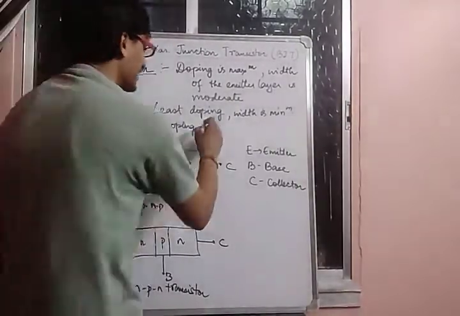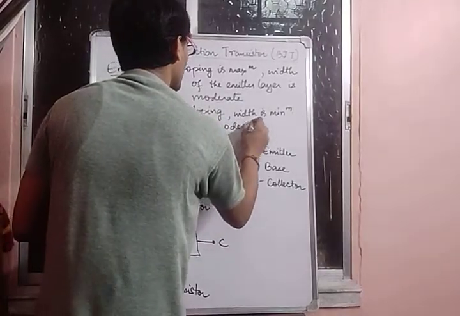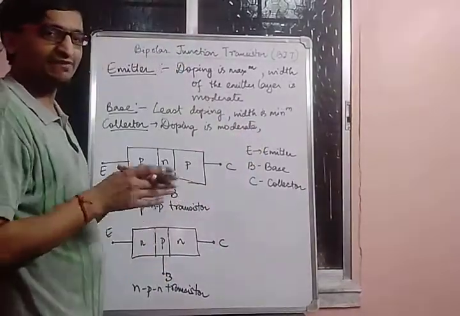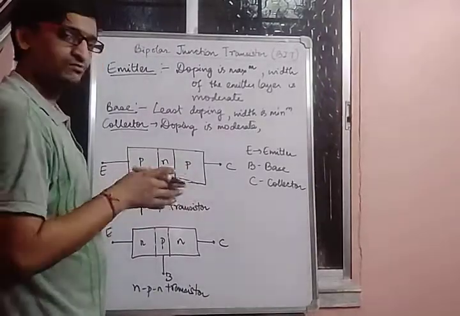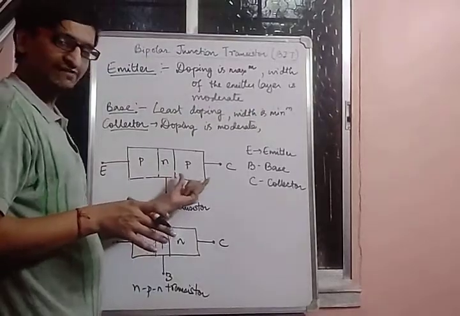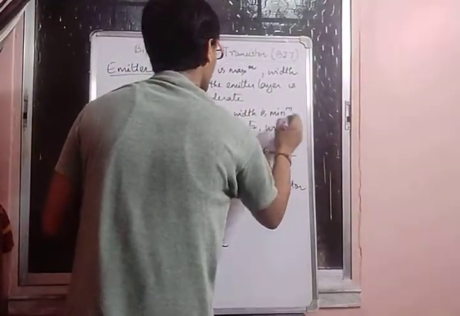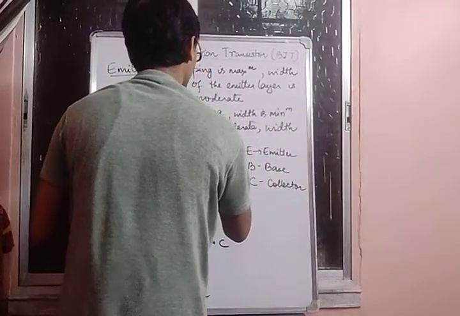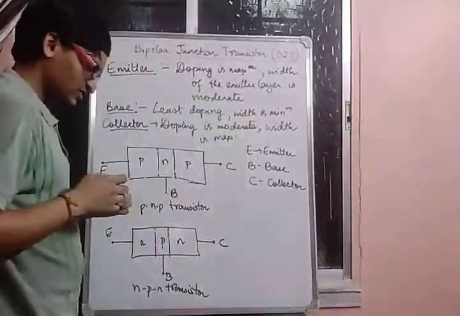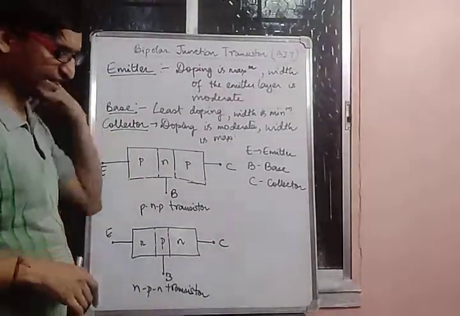And as far as width is concerned, width will be maximum. The collector region is having maximum width. It's having more width than that of emitter or base. So here width is maximum. So this is basically the details about your PNP and NPN transistor.